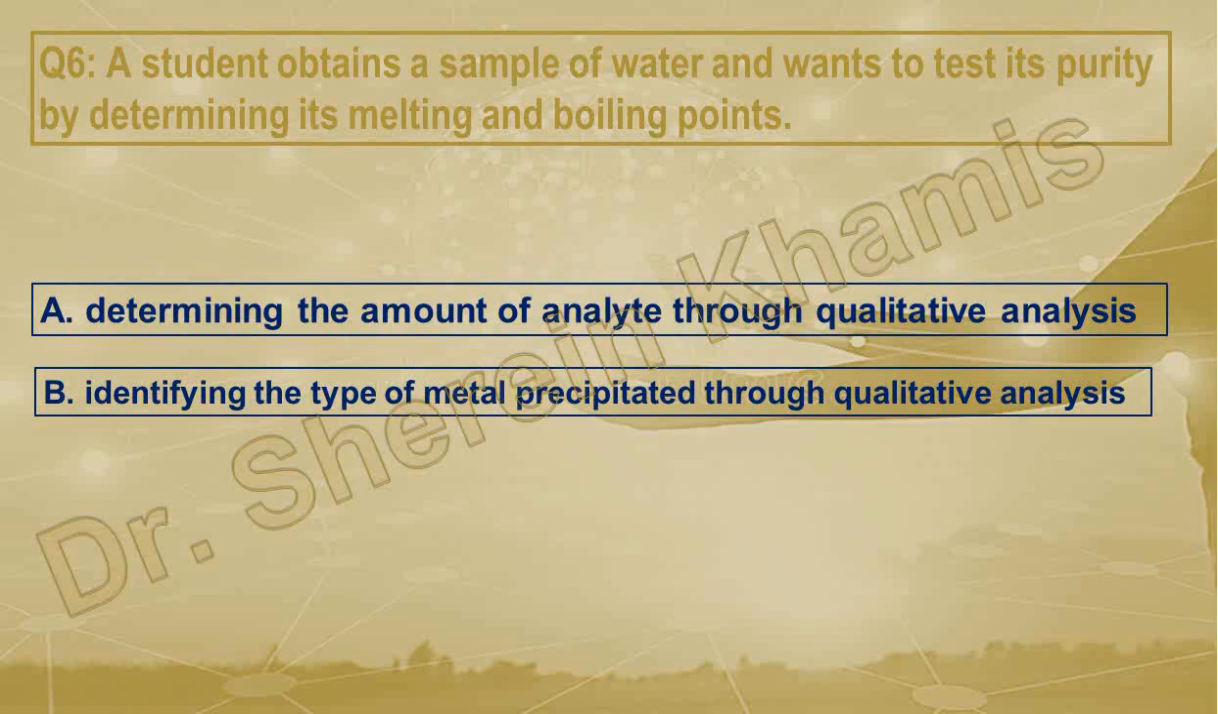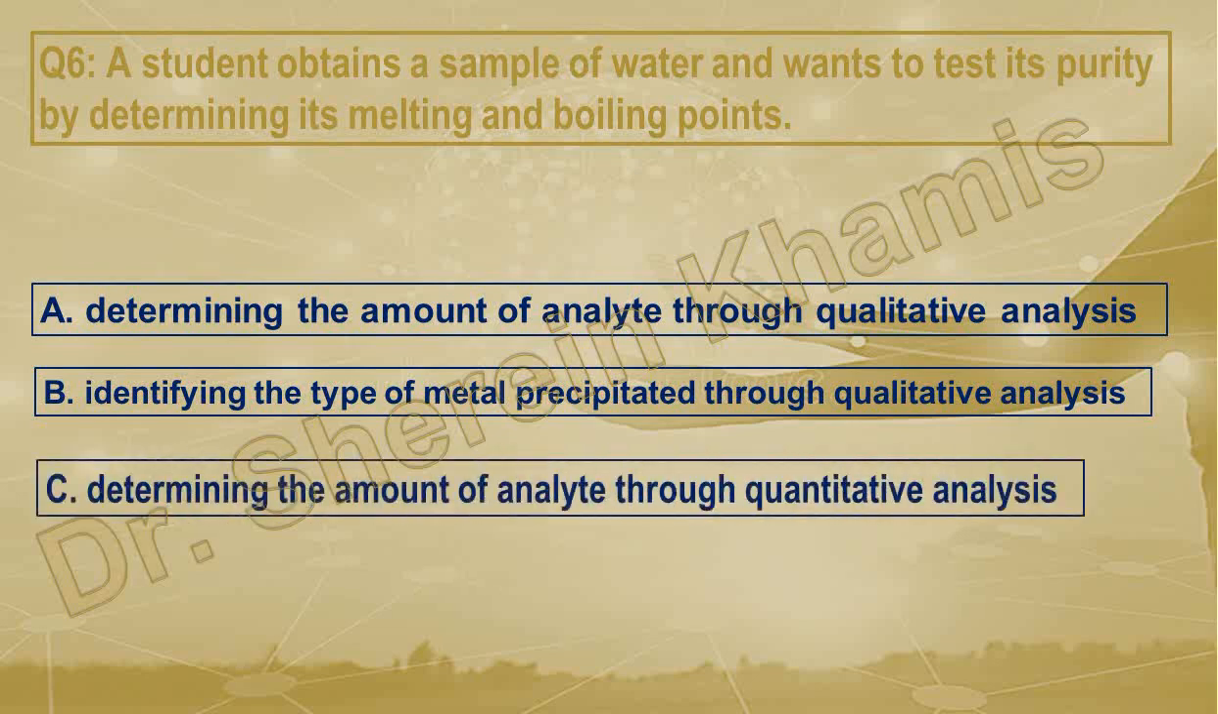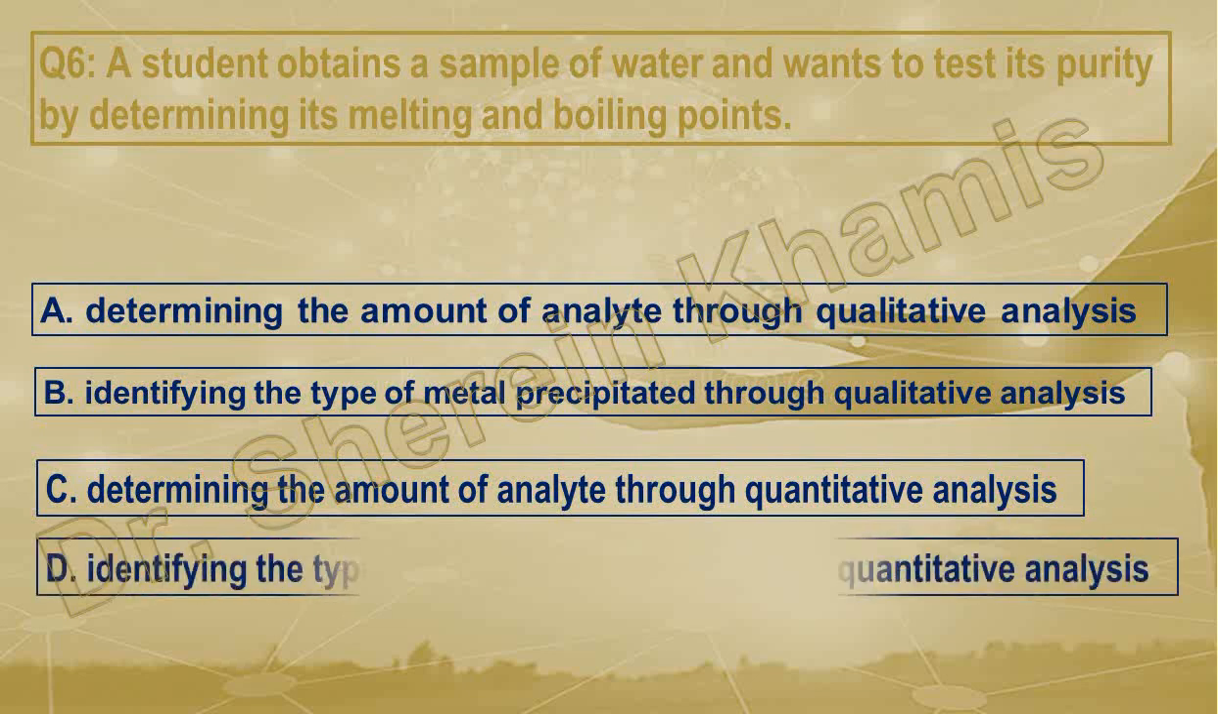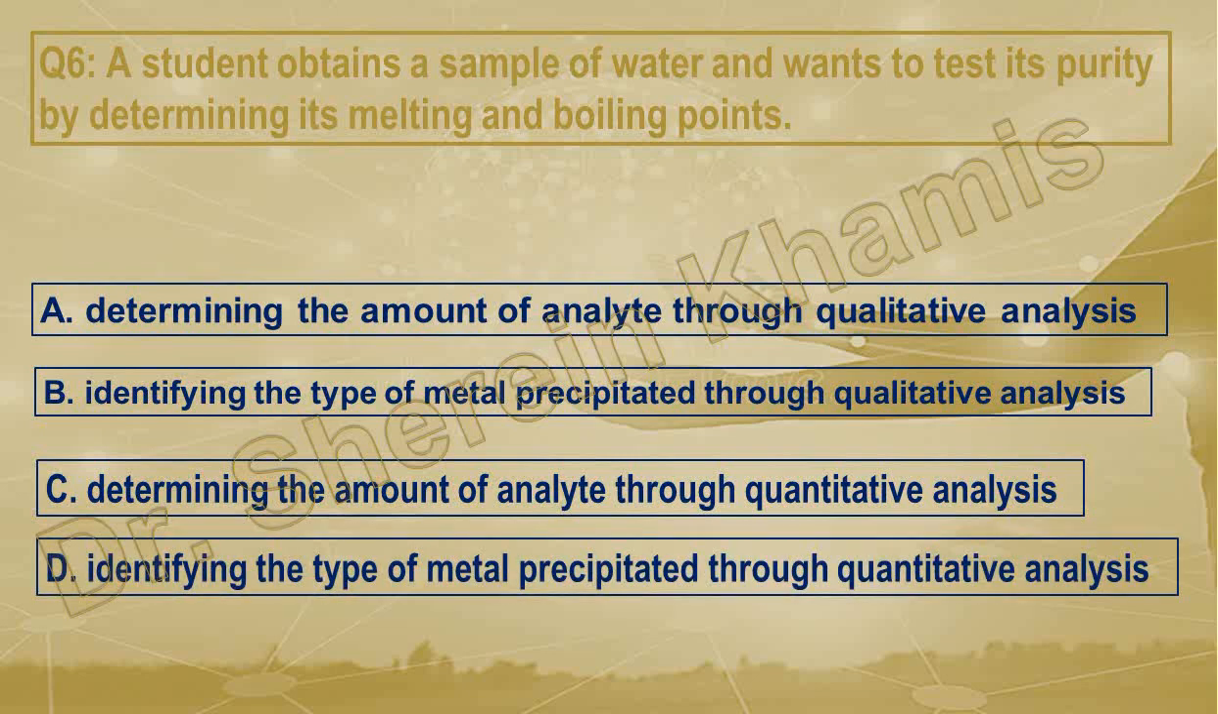Maybe easy for us. C, determining the amount of analyte through a qualitative analysis. Here we have a quantitative analysis. D, identifying the type of metal precipitated through quantitative analysis. Here the answer will be B.